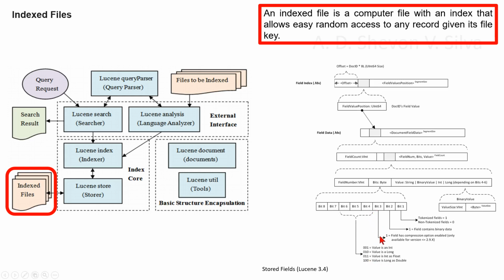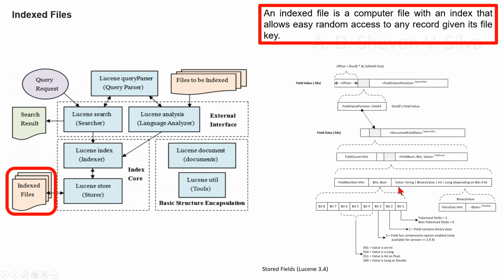Bit 3 set to one means the field has the compression option enabled, only available for versions less than or equal to 2.9.x. Bit 2 set to one means the field contains binary data. Bit 1 is the tokenizer flag: tokenized field equals 1 and non-tokenized field equals 0. So it will be here, bits and bits byte.